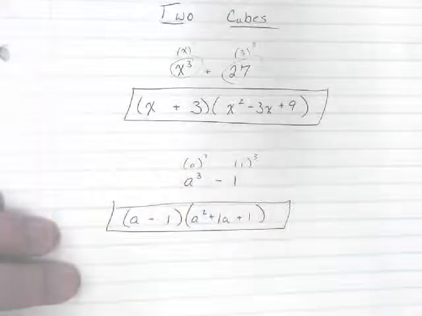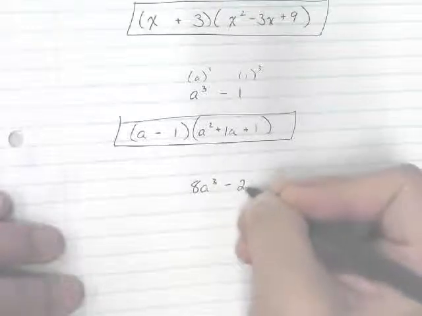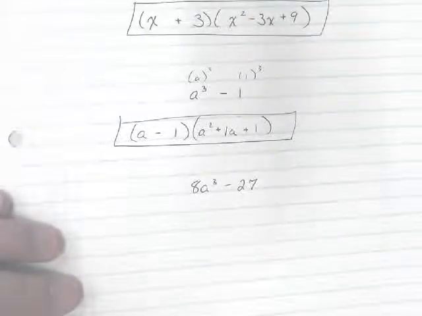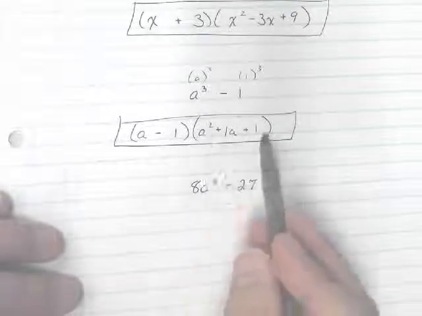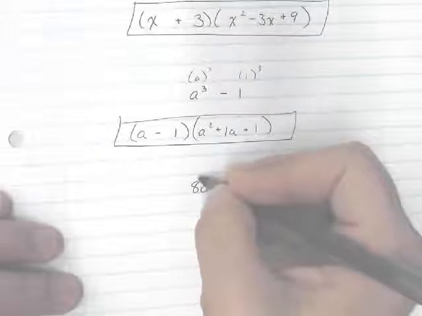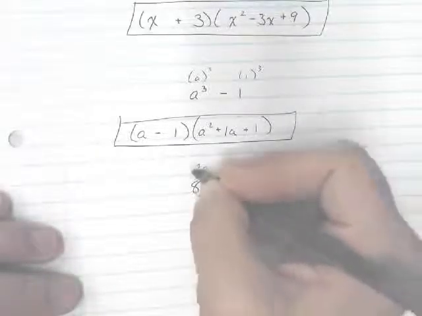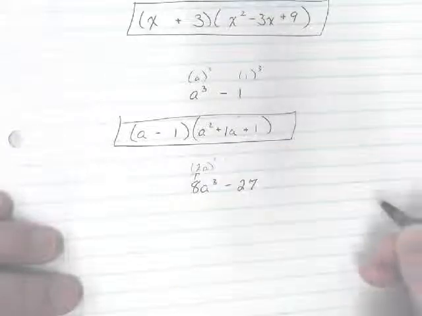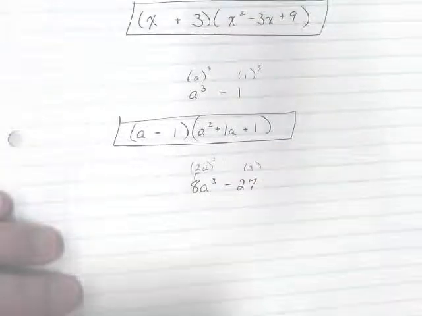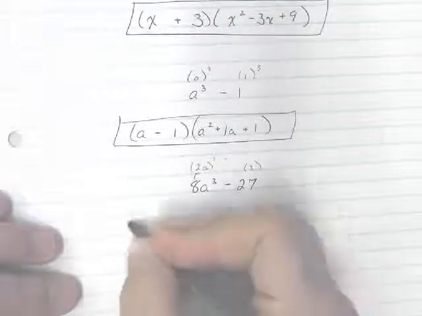Okay? So the tricky part about that is just remembering that when I write that trinomial, I'm going to start with the first and the last, and then fill in the middle. Same idea here. Cube root of 8 is 2. Cube root of a cubed is a. Cube root of 27 is 3. So it's still cube root, write the same sign.